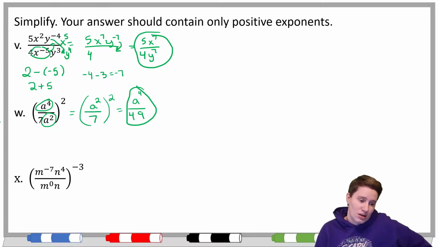Okay, x. Everything is to the negative 3rd power. So we can go ahead and simplify the m to the 0 and say that's 1. We can also do the n to the 4th and n to the 1st and say that's n cubed, just to kind of make things a little bit easier, maybe.